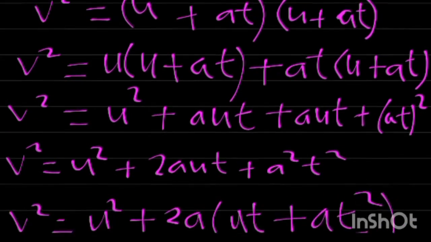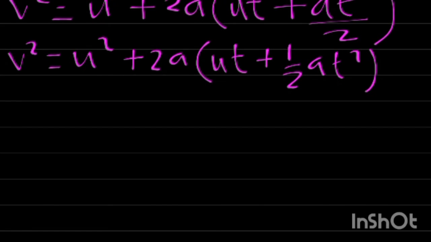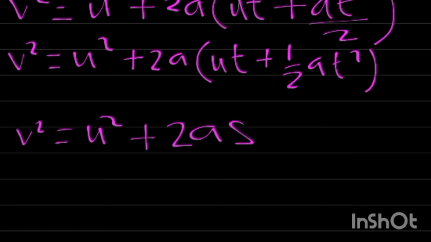Let's go back to that. You will see that UT plus half AT squared is actually our S. Therefore, we can rewrite this equation as V squared is equal to U squared plus 2AS.